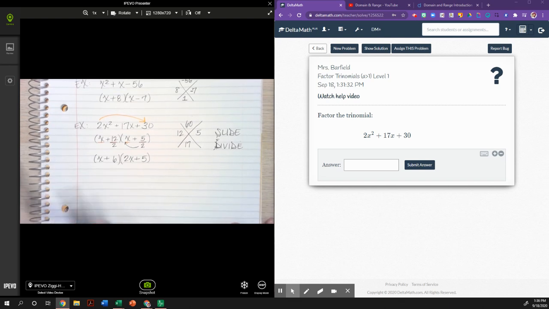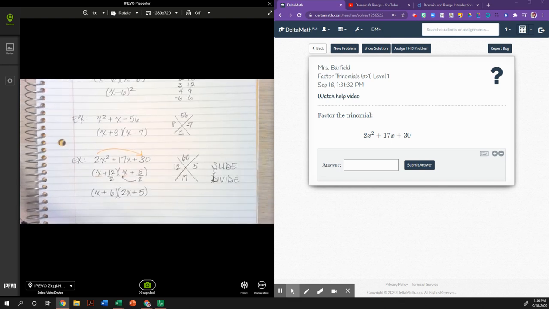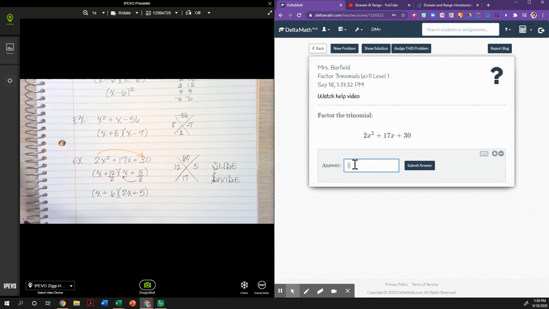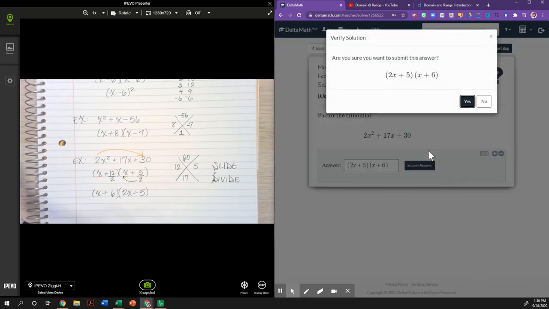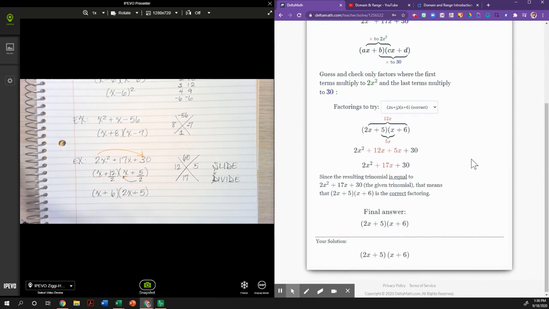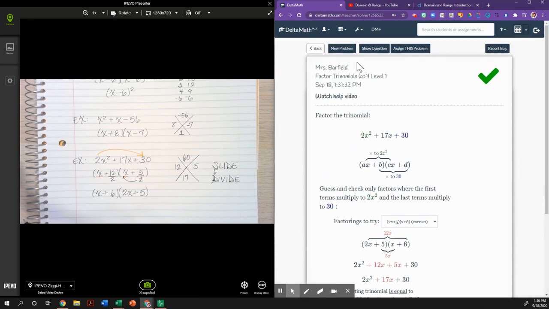All right, so if I type that in, x plus 6, I'm going to type in my parentheses. See how I did? Remember, I could type 2x plus 5 first, and then type x plus 6. Yes, there you go. And you can see here, he does a different approach. There's nothing wrong with that approach. He's doing a guess and check. And see all the different guesses that he went through. We're avoiding that. We're avoiding having to do guess and check. All right, new problem.